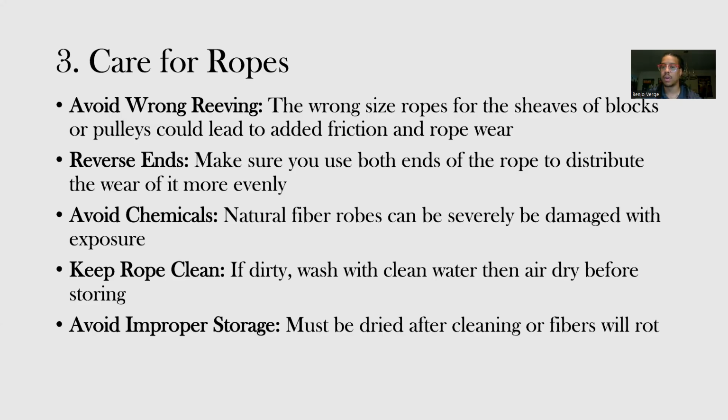Avoid wrong reeving. Wrong size of ropes for the sheaves of blocks or pulleys could lead to added friction and rope wear. Reverse ends is basically telling you to use both ends of the rope. So if you are tying a knot at one end of the rope, you want to make sure that the next time you use that rope, you go from the other end to tie whatever knot you're going to do. That way it helps with the distribution of wear and tear and making sure the wear and tear is even for that rope. For chemicals, natural fiber ropes can be severely damaged with the exposure.